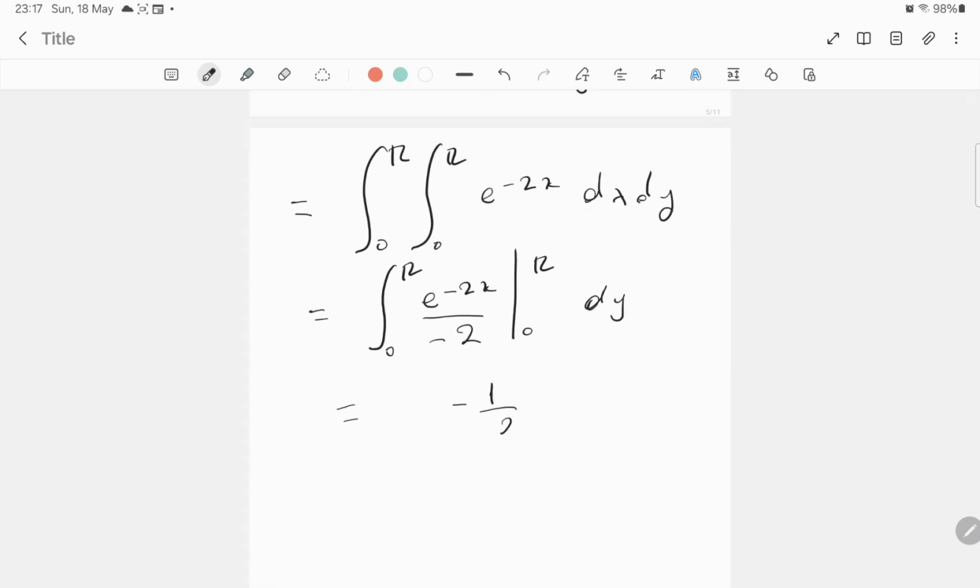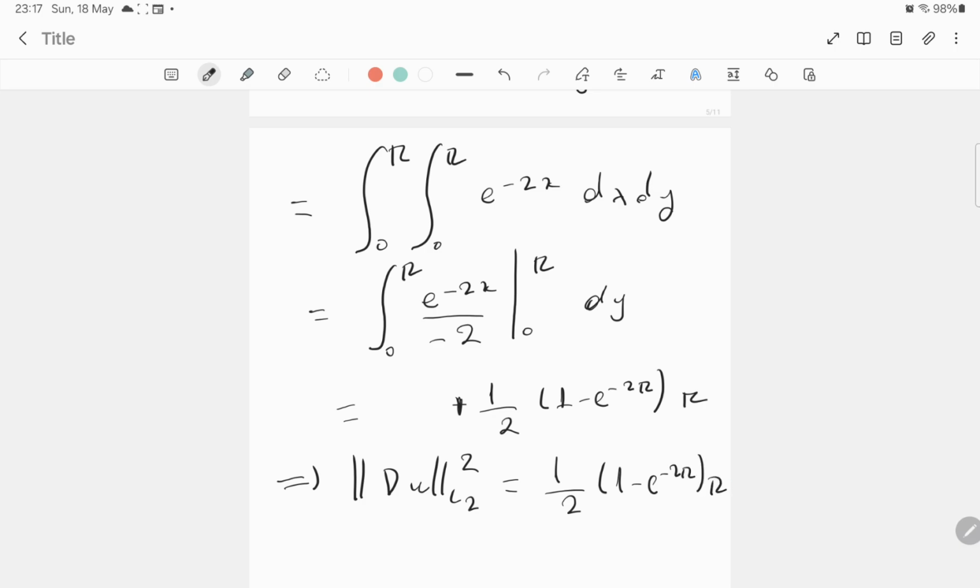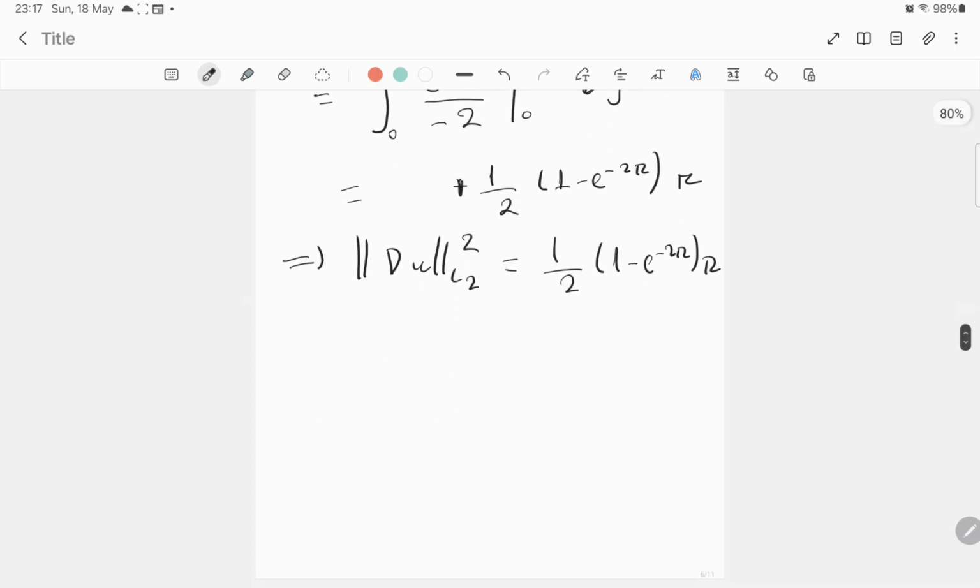so minus 1 over 2. So it's going to be, let me change the signs directly here. So the norm of the variation in L2 is a half times 1 minus e to the minus 2 pi times pi. That is my final answer.